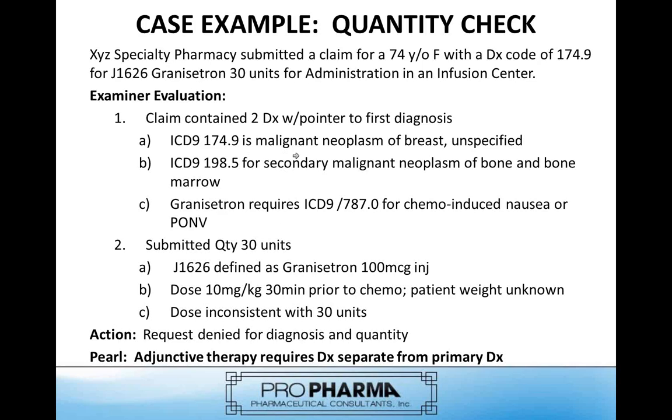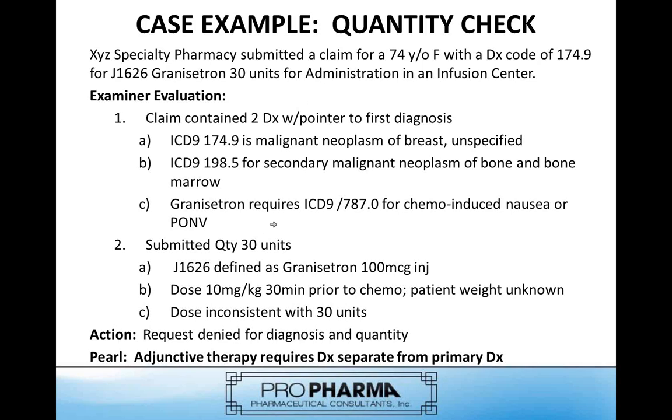The patient had two diagnoses. One was for breast cancer. A second one was for bone cancer, probably related to the breast cancer. And then granisetron for nausea. Unfortunately, the diagnosis for nausea is separate. It's for nausea, not for malignant neoplasm. And so it would have been denied because of this.